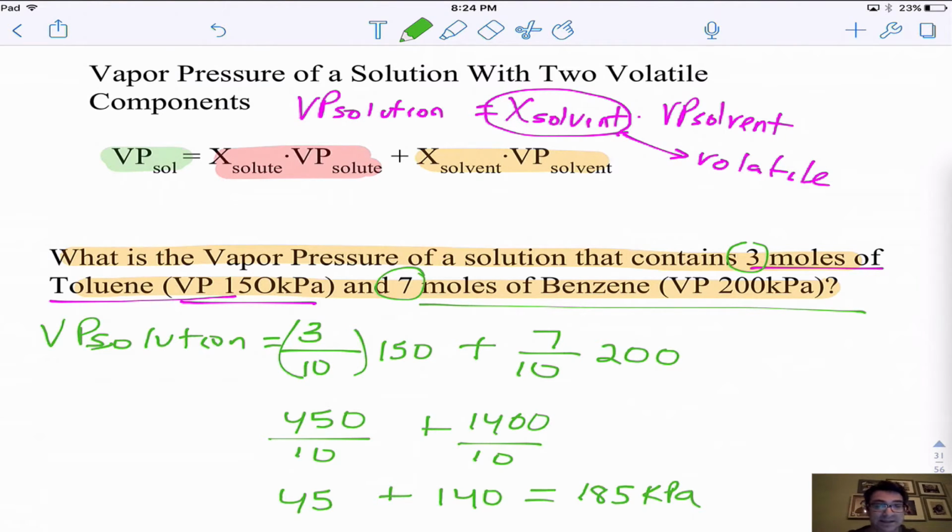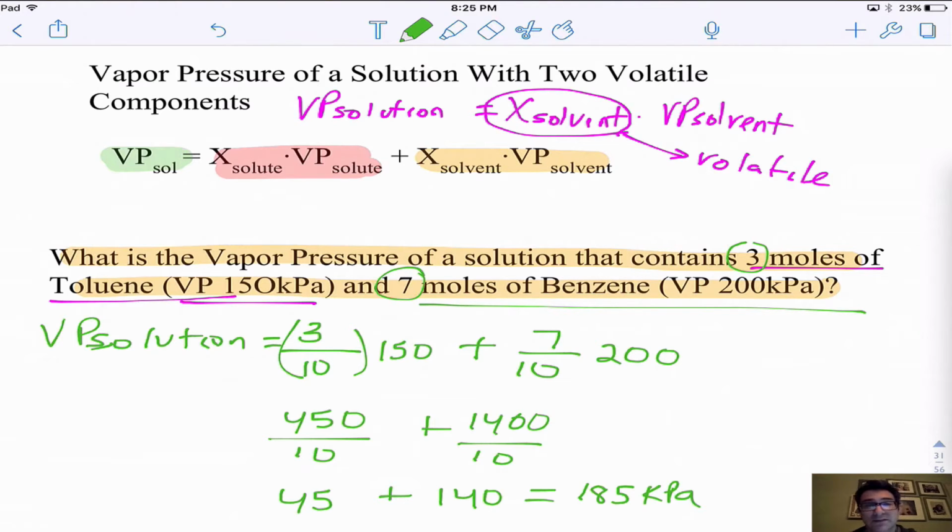Notice that the vapor pressure of the solution when both of the solute and the solvent are volatile is somewhere between the higher vapor pressure from the more volatile benzene at 200 kPa and the less volatile toluene at 150 kPa. Now I can make this question more difficult. And I could do that by not giving you moles of each one. I could give you grams of each one and make you find the moles. That would make it more challenging.